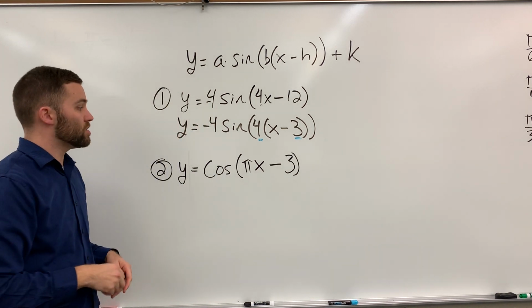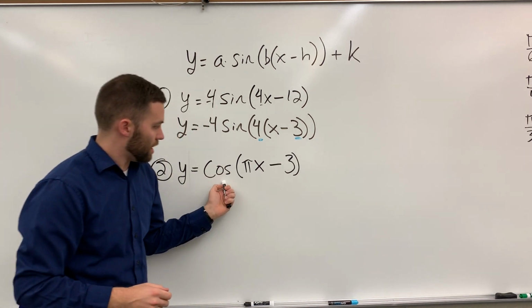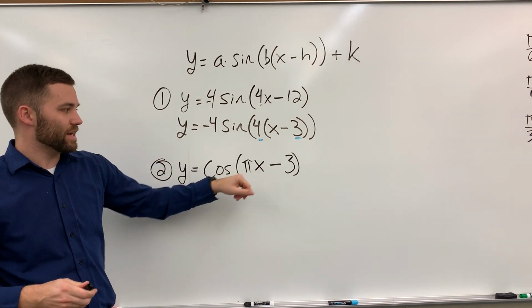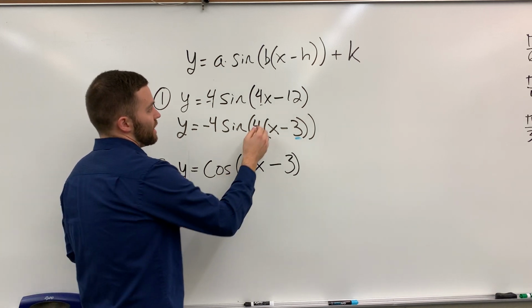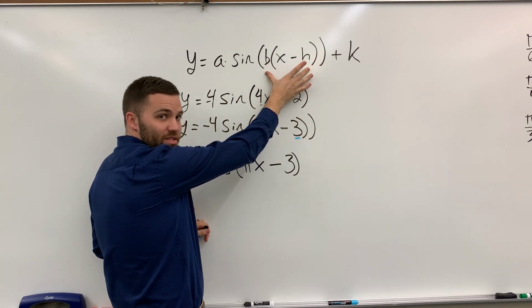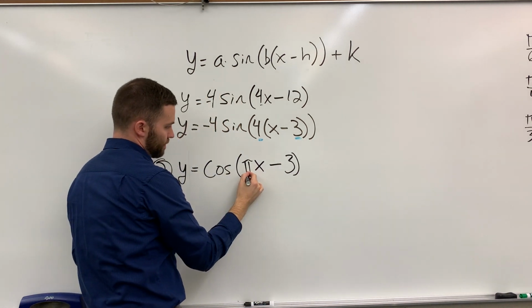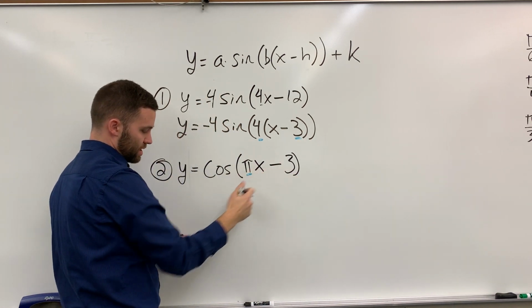Let's do one that's a little bit more complicated. So in this one, again, we have this equation. It looks like it's mostly in standard form, cosine (pi x minus 3), but we check, we see that it is not quite in standard form. It doesn't look like this. So what we need to do is find the b value, which is pi, and we need to factor that out of both terms here.